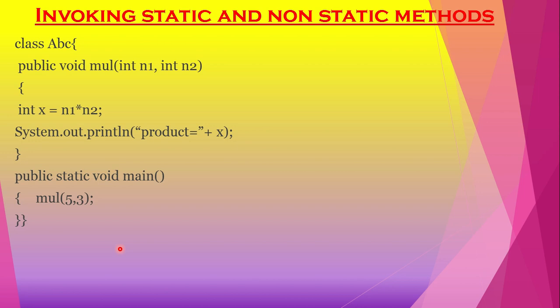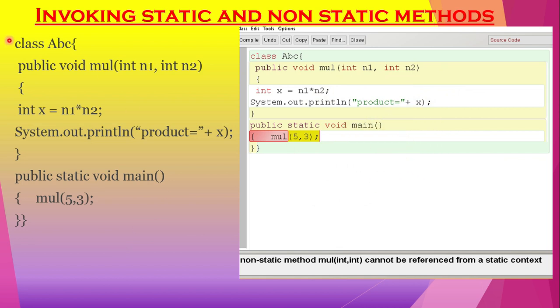Now, how to execute static and non-static methods. Let us see. See, this is your program. Now look, this is a void function, and the static keyword is absent here. Just see, the static keyword is absent. Now I am trying to call this function like this. Here this main method has the keyword static, but in this method the static keyword is absent.